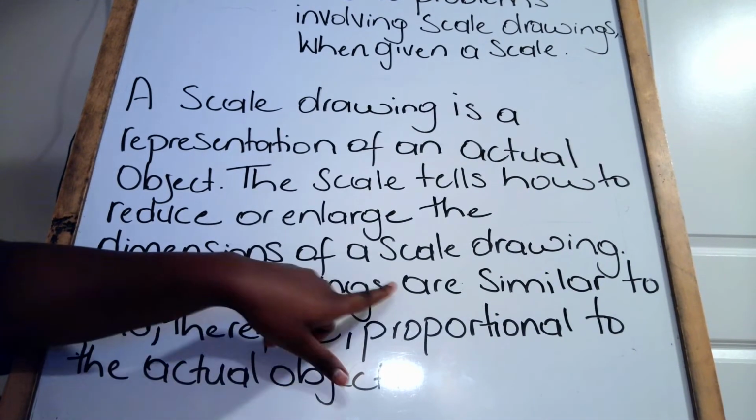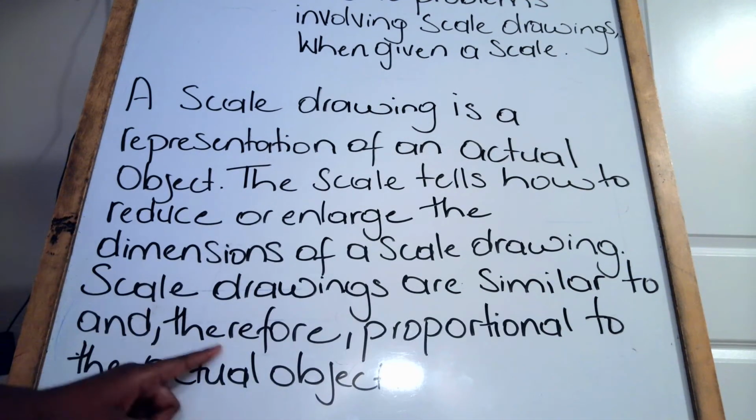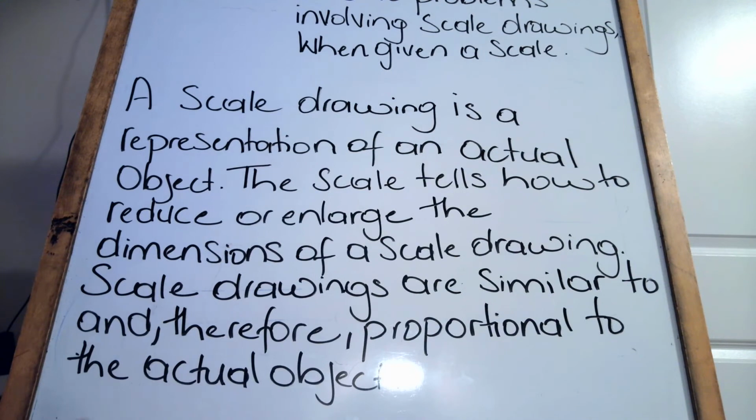Scale drawings are similar to, and therefore proportional to, the actual object. Alright? When you think about scale drawing, an example in real life would be a blueprint. What is a blueprint? You're making a house, right? And you want an idea of how you want to build it, then you would have a blueprint.